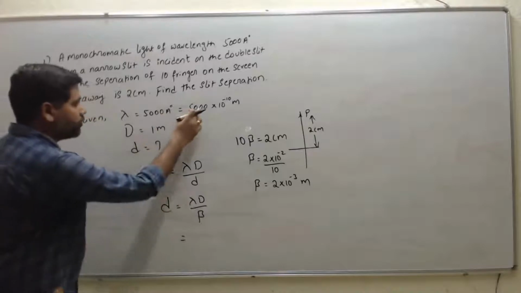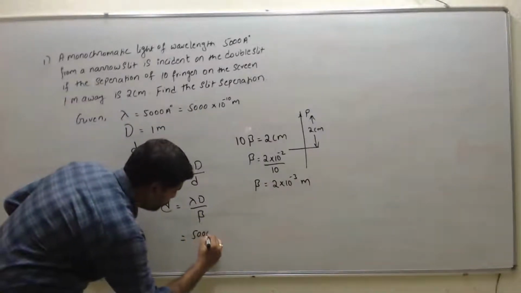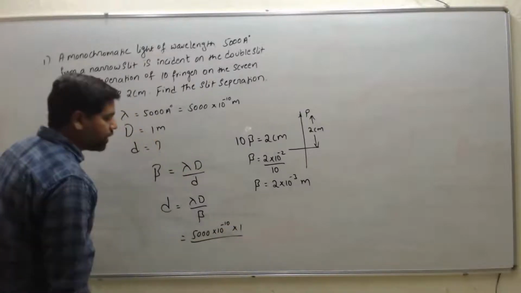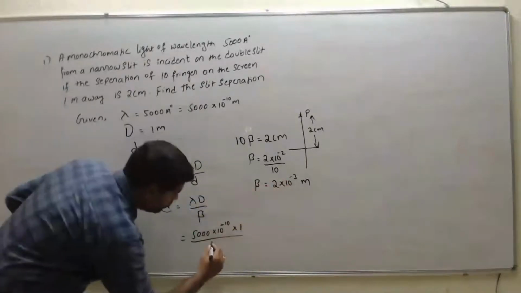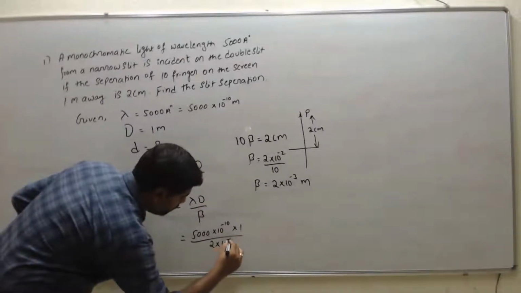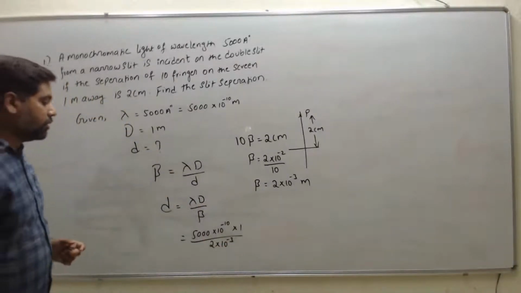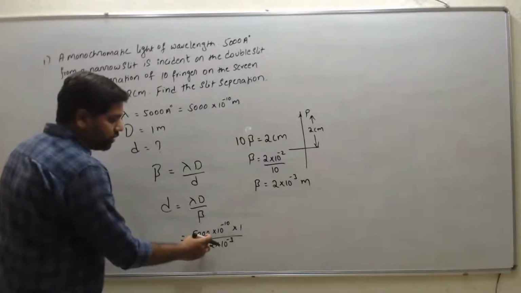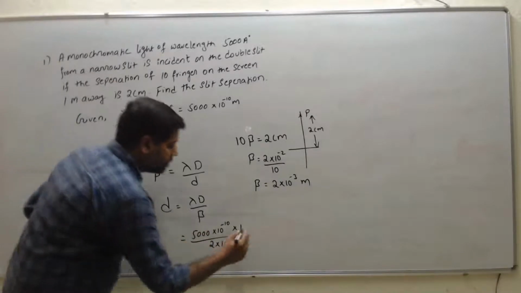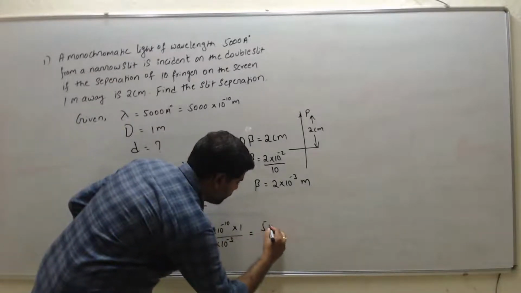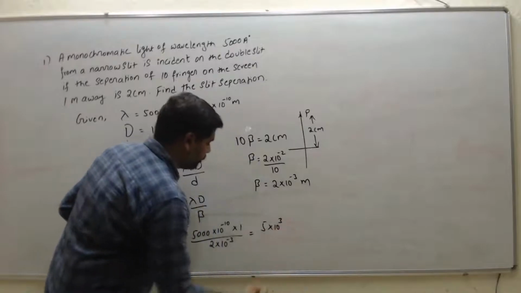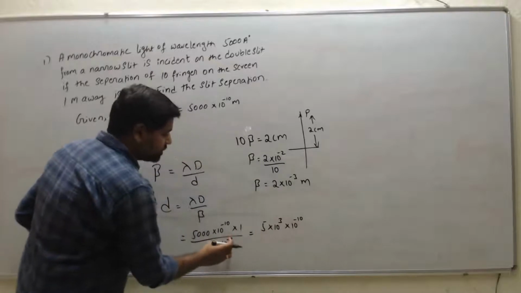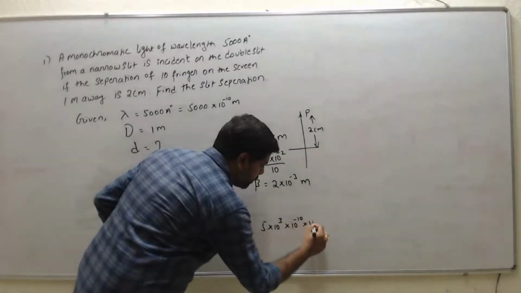So the value of lambda is 5000 into 10 to the power of minus 10, into 1 divided by the value of beta, which is 2 into 10 to the power of minus 3. So if it shifts to the numerator, we can write 5 into 10 to the power of plus 3. Simplification: 5 into 10 to the power of 3 into 10 to the power of minus 10. Minus 3, if we shift to the numerator, becomes plus 3.